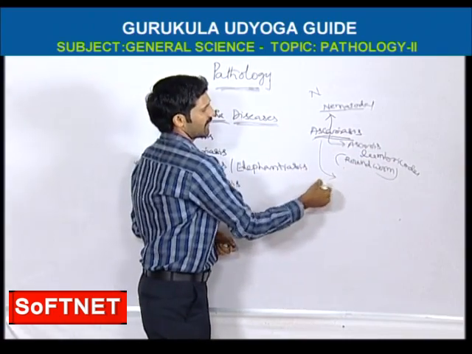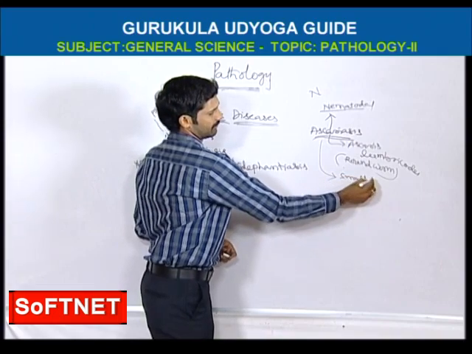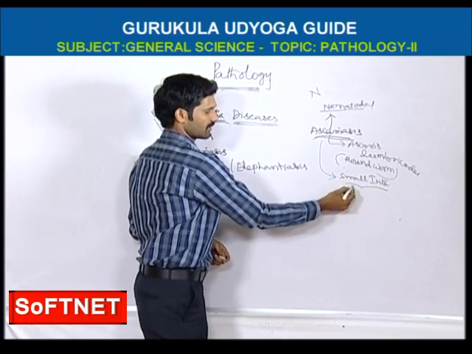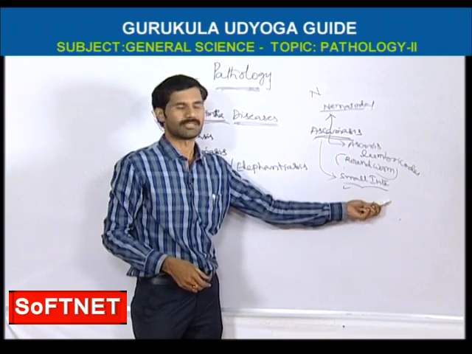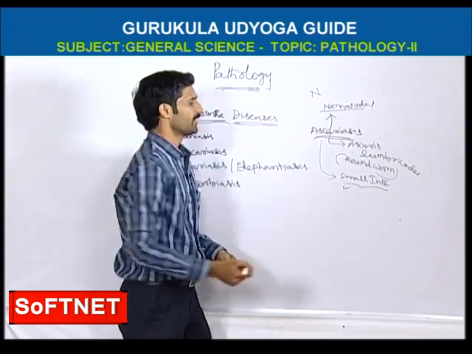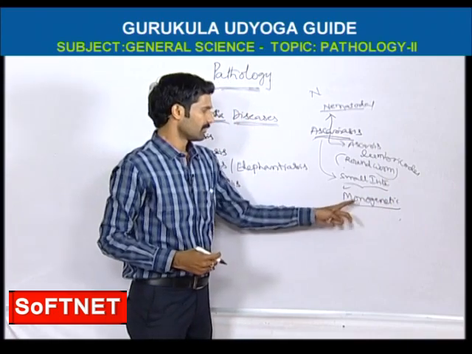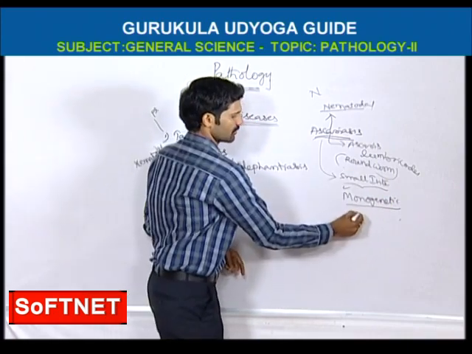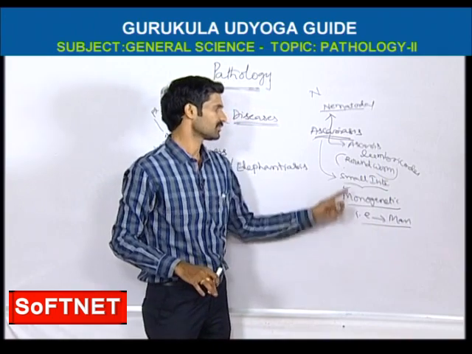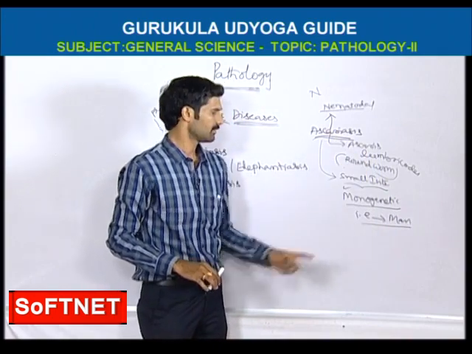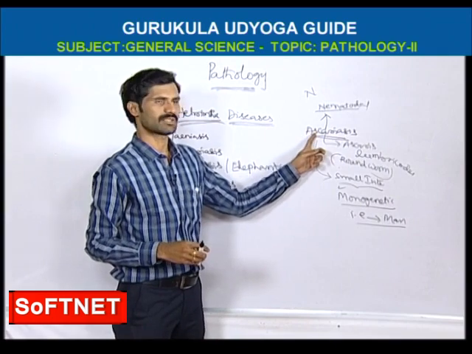And Ascaris lumbricoides inhabits the small intestine of man. It is also an intestinal parasite or enteric parasite. The word enteric denotes intestine, that's why it is an intestinal or enteric parasite. And it is a monogenetic parasite, that means it completes its life cycle in a single host, namely man. Man is the only host for Ascaris lumbricoides.